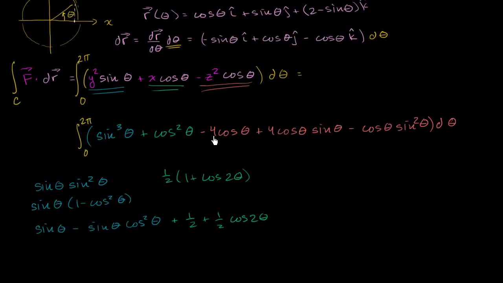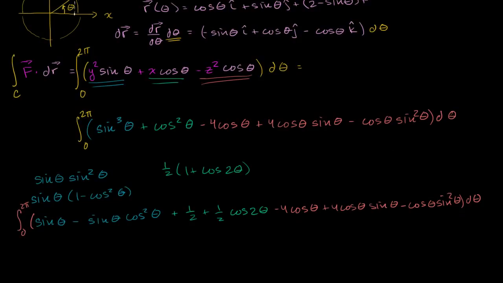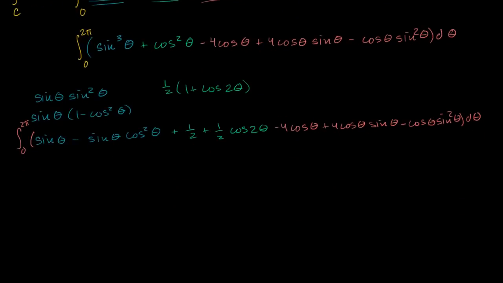And now all of this is actually quite easy to take the antiderivative of. And so I'll just rewrite it again. So minus 4 cosine theta plus 4 cosine theta sine theta minus cosine theta sine squared theta d theta. Just was able to sneak it in. And so that's our integral between 0 and 2 pi. So let's just take the antiderivative in every one of these steps. It's starting to get a little bit messy. I'll try to write a little bit neater.